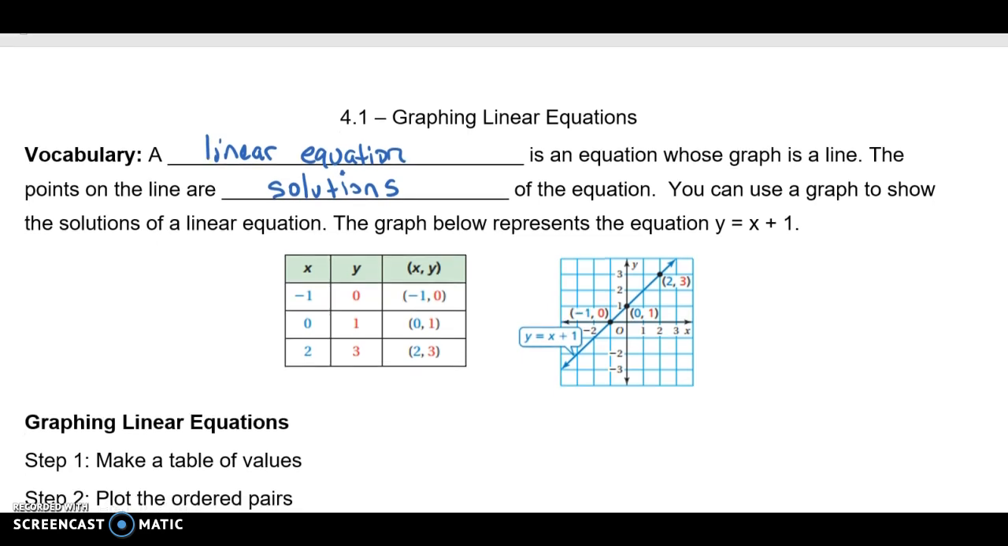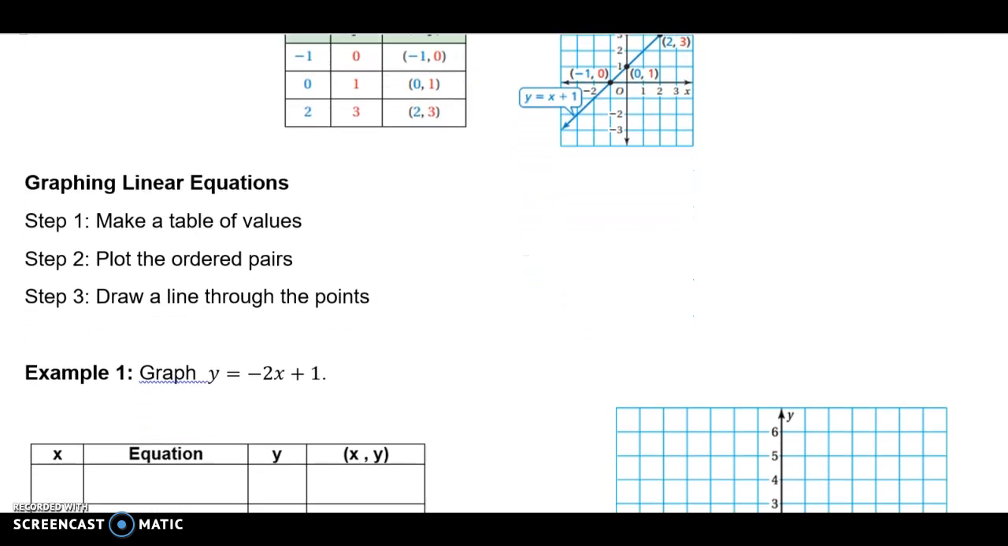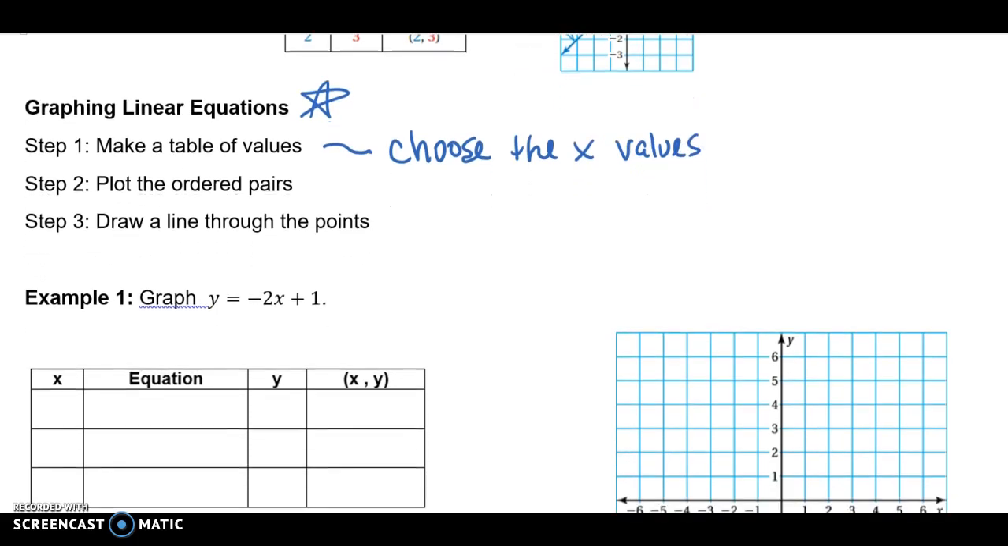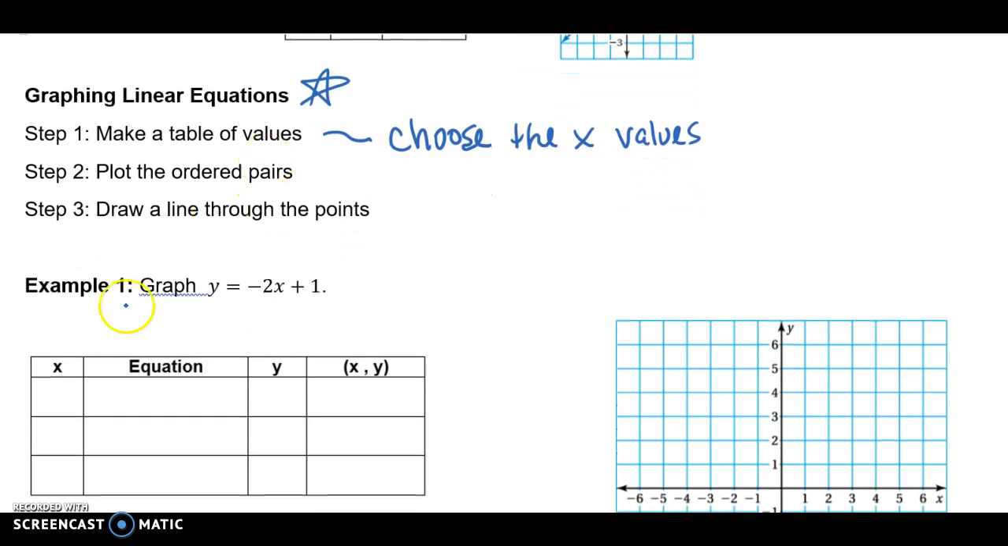Okay, so let's go down here and start doing some problems actually. Here are your steps for graphing linear equations. Step 1 is going to be to make a table of values, and you can see the tables down here. And here's the scoop. When you make a table of values, you get to choose the x values. Your science teacher would tell you then that that is the independent variable. It is the variable that you get to choose. So you get to choose your x values.